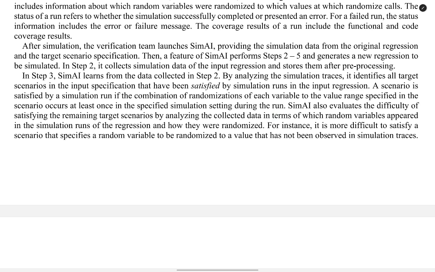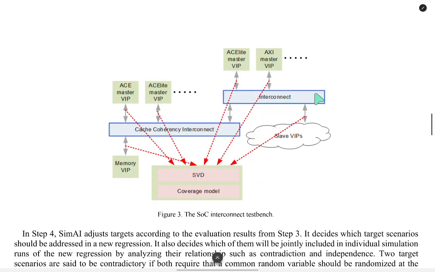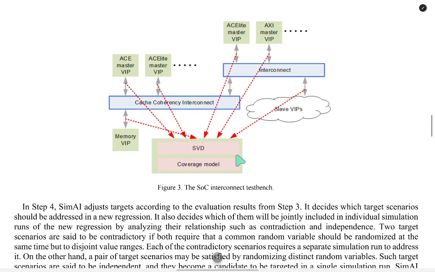SimAI also evaluates the difficulty of satisfying the remaining target scenarios by analyzing the collected data in terms of which random variables appeared in the simulation runs of the regression and how they were randomized. For instance, it is more difficult to satisfy a scenario that specifies a random variable to be randomized to a value that has not been observed in simulation traces. The next figure, figure 3, is the SoC Interconnect test bench.